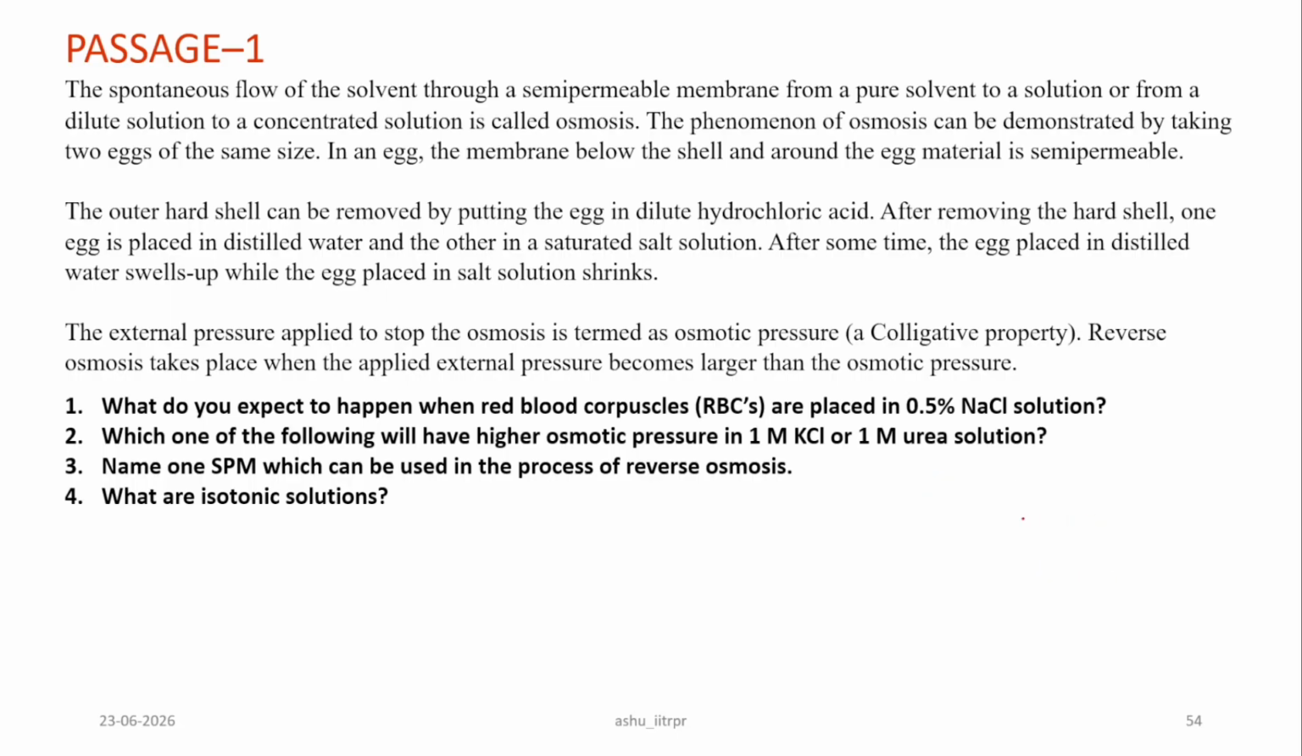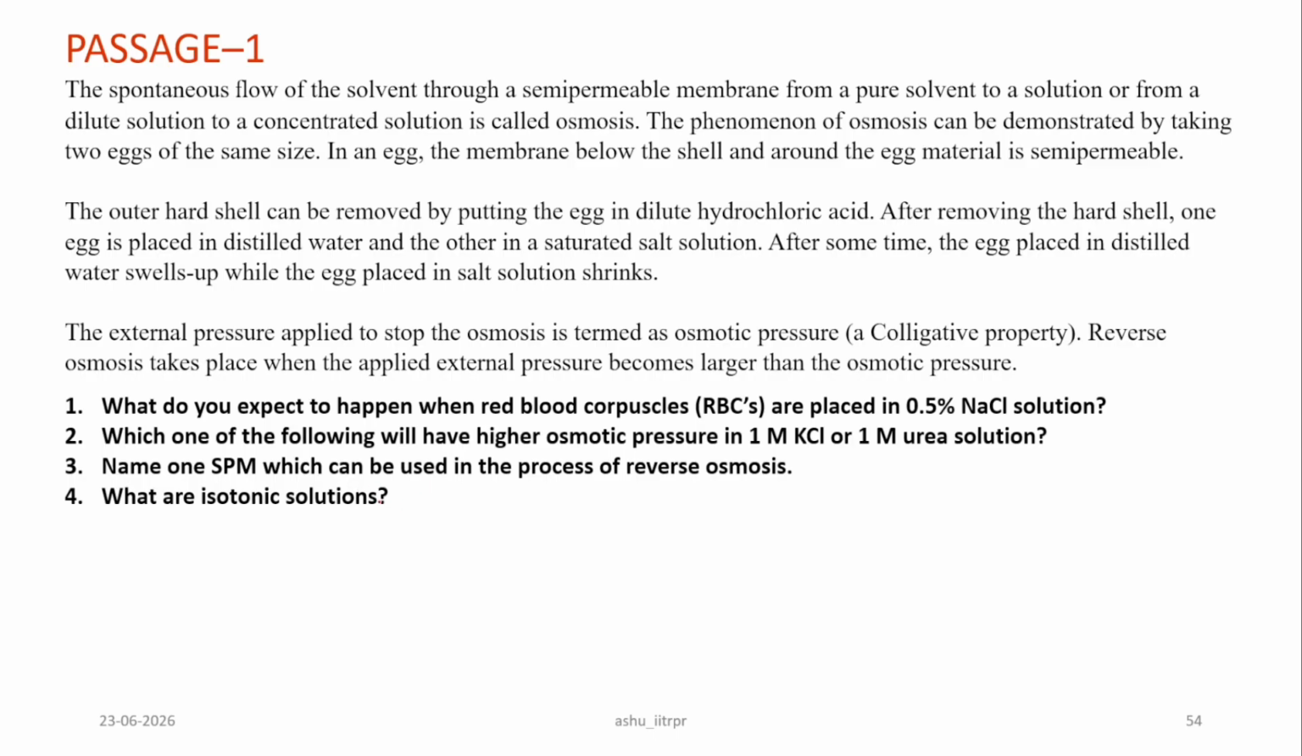Second, which one of the following will have higher osmotic pressure, 1 molar KCl or 1 molar urea? So again, we know that KCl is an electrolyte, so it will dissociate into K plus and Cl minus. That means total particles 2. Urea is an organic compound, NH2CONH2, so it neither associates nor dissociates. So for this, i is 1. For this, i is 2. So I think this KCl will have higher osmotic pressure.